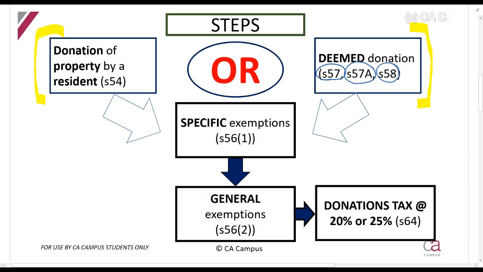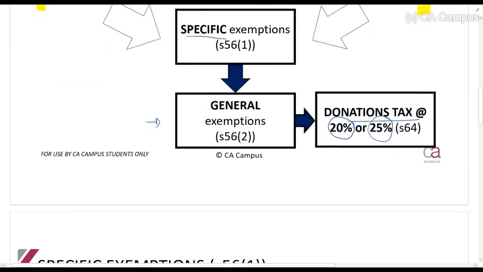So the first thing is you'll determine, is there donations tax? Then you will consider, are there any specific exemptions? So make sure you first look at specific exemptions. You say, is this specifically exempt? And if it's not, then you say, is there a general exemption still available? And if there's anything left, you calculate donations tax. Donations tax is mostly at 20%, but very recently 25% has been introduced as well, which we'll talk about.